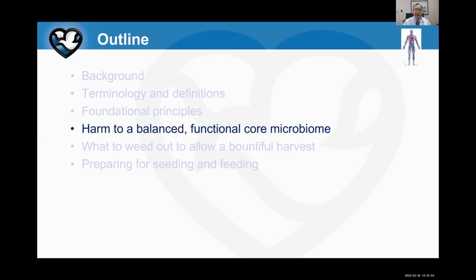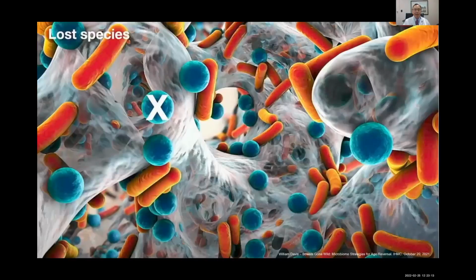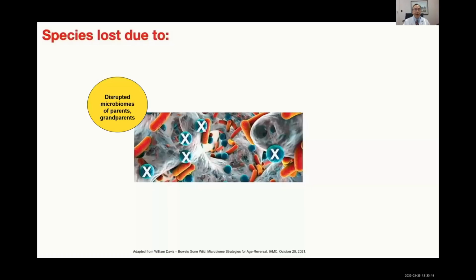So what can harm a balanced functional core microbiome? Well, I like this poster. This is the series out of Netflix, Lost in Space, and the robot here is declaring danger, danger, Will Robinson. Well, I would say danger, danger microbiome, because we're losing species. Species lost due to going back 3 or 4 generations. What was happening to our parents, grandparents, great-grandparents, and so on? We can now track our health back to 3 or 4 generations, it turns out.